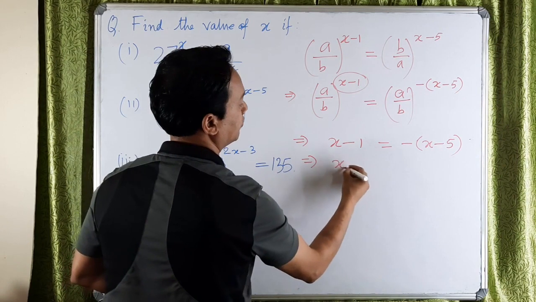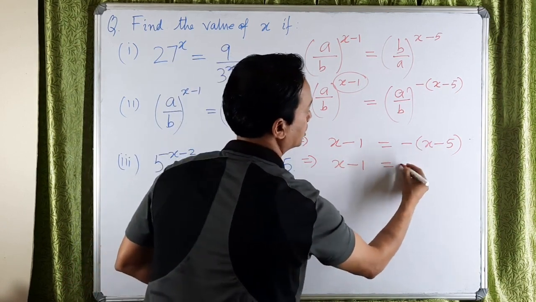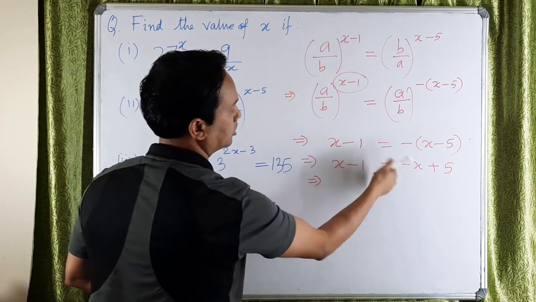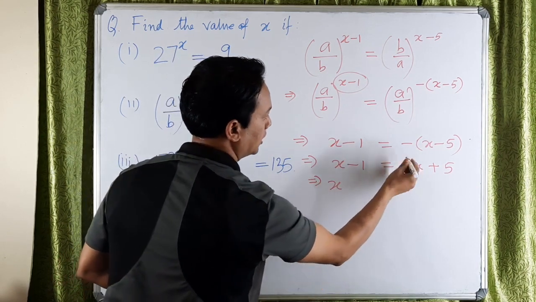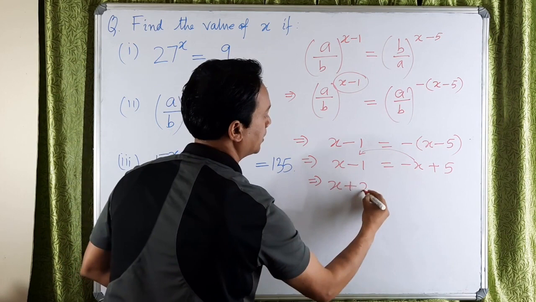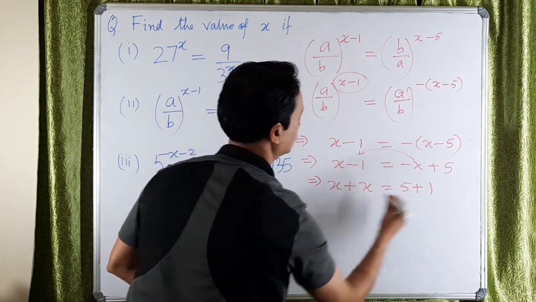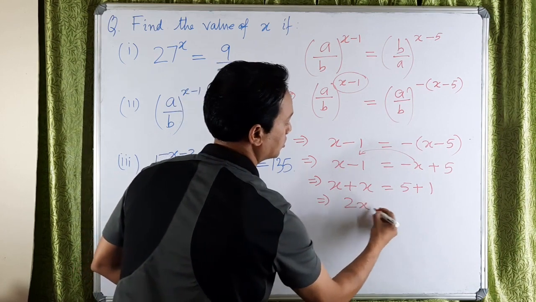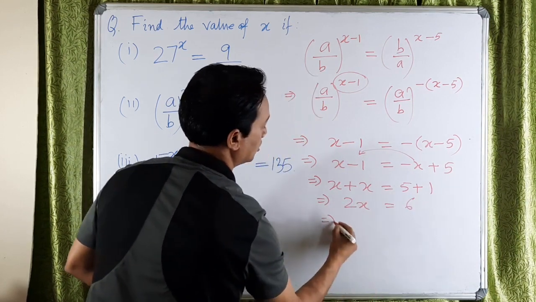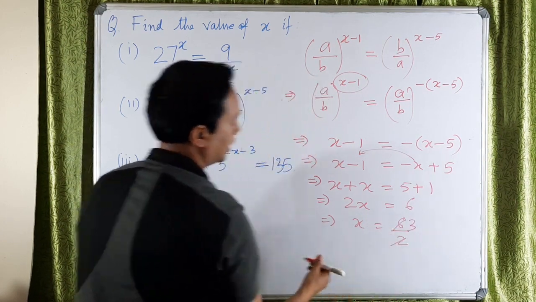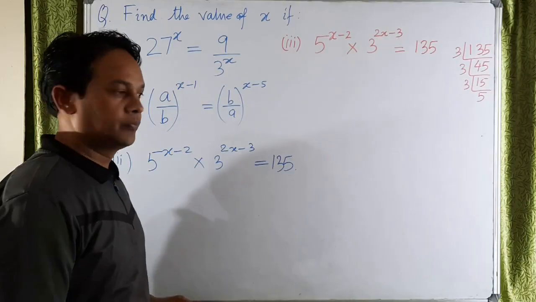So next line we have x minus 1 minus x minus minus will become plus 5. So let's bring the x terms to one side. This minus x, if we bring it this side, will become plus x. And we have 5 minus 1 will become plus 1. So 2x equals to 6. So x will be 6 divided by 2. So x is equal to 3.